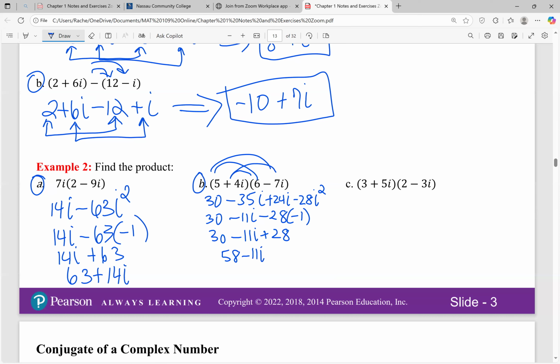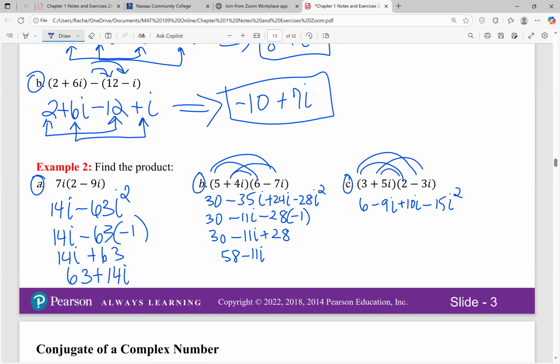We'll do one more. Look at part C. Same thing, distributive property. 3 times 2 is 6. 3 times negative 3i is negative 9i. 5i times 2 is going to be positive 10i. And then 5i times negative 3i is going to be negative 15i squared.